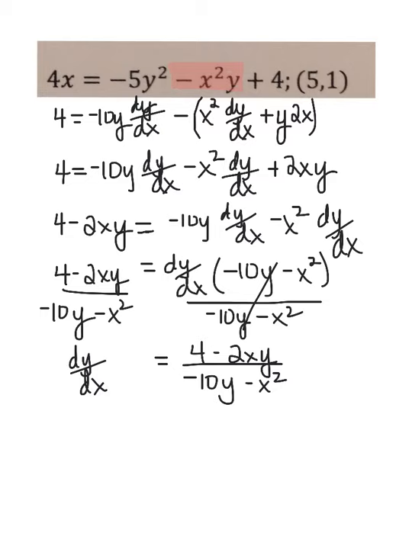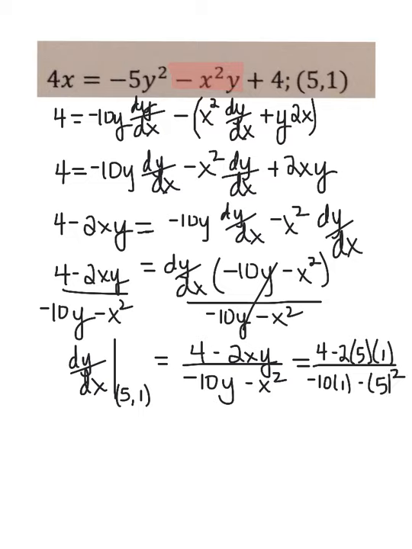All right, so just like the last one, vertical line, x is 5, y is 1. And that's all we're going to do, is we're just going to plug in 5 for everywhere we see an x and 1 everywhere we see a y. So I'm going to do 4 minus 2, x is 5, y is 1. Then in the denominator here, I have negative 10, y is 1, minus 5 squared. Okay, so let's keep going here. So I have dy/dx evaluated at 5, 1 equals.